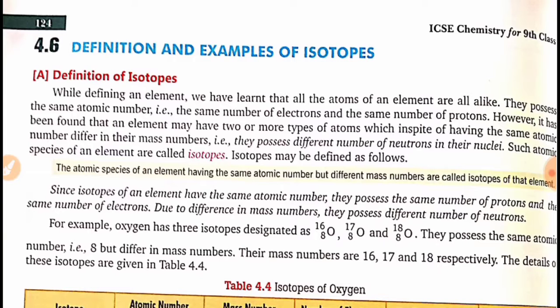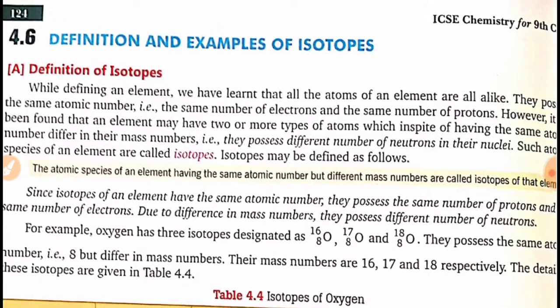When we define an element, we have learned that all the atoms of an element are all alike. They possess the same atomic number. It means the same number of electrons and same number of protons. However, it has been found that an element may have two or more types of atoms, which, in spite of having the same atomic number, differ in their mass numbers. So, it means they possess different number of neutrons in their nuclei. Such atomic species of an element is called isotopes.